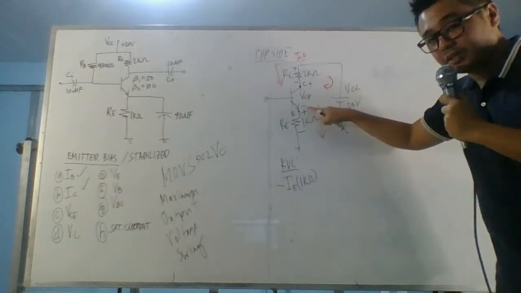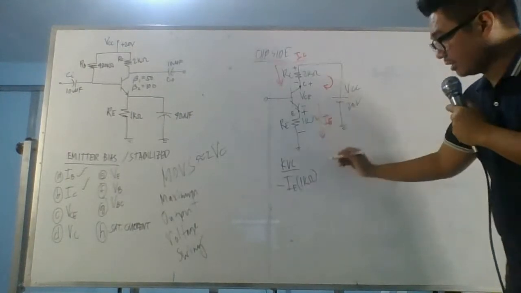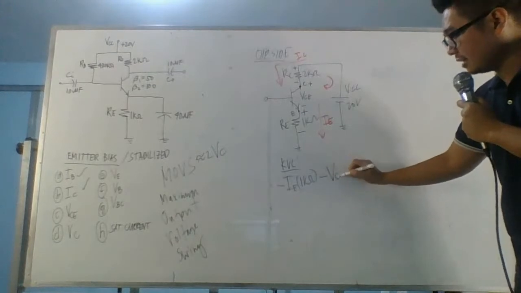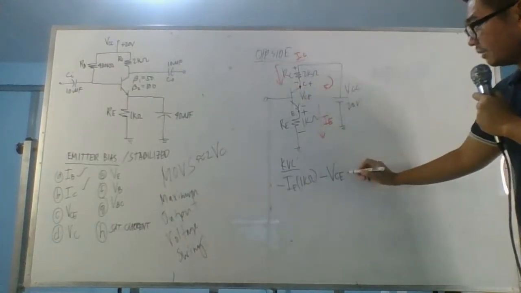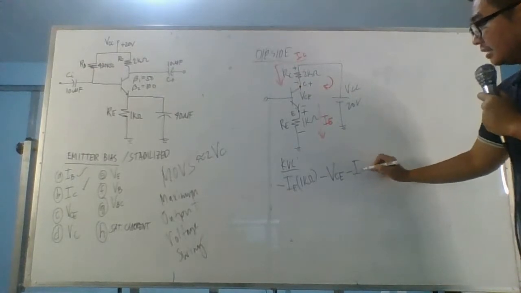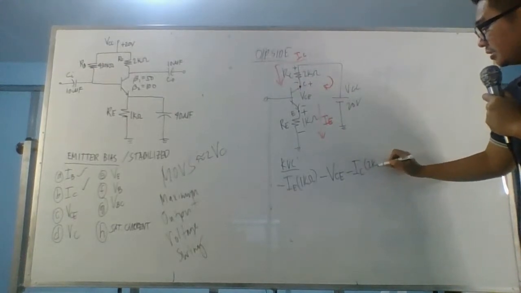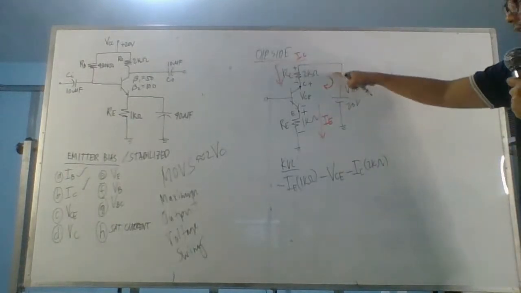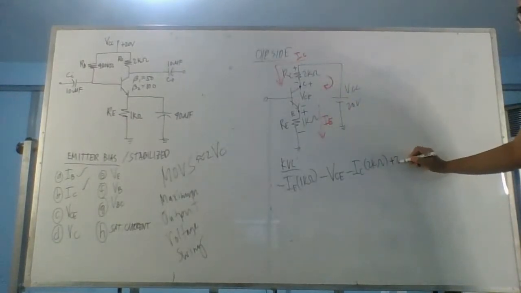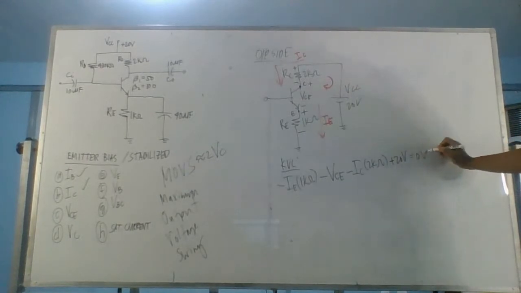Next, papasok na sa negative nun. So, minus VCE. Ito yung unknown natin, no? Papasok ka sa negative nun. So, minus IC times 2 kilo ohms. Anyway, nasolve natin itong IC kanina, di ba? Next, papasok ka sa positive nun. So, plus 20 volts equals 0 volt.